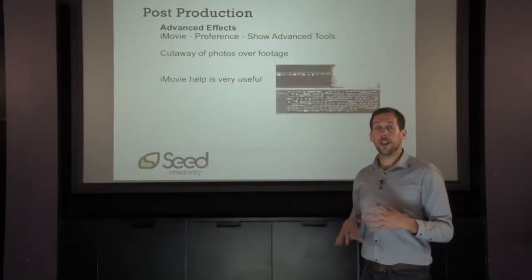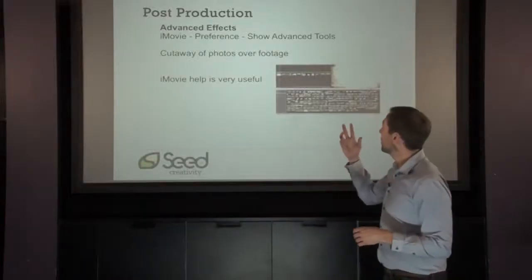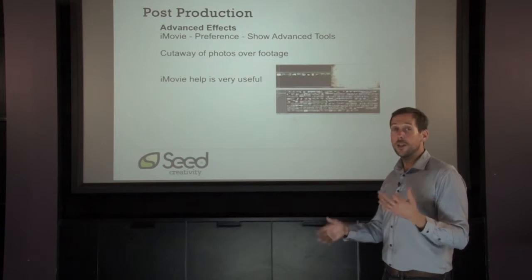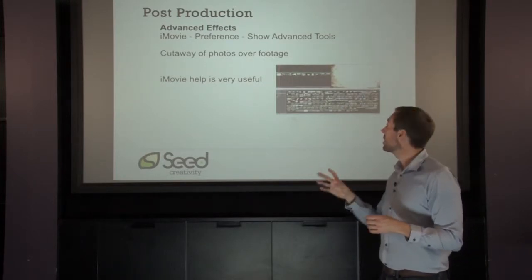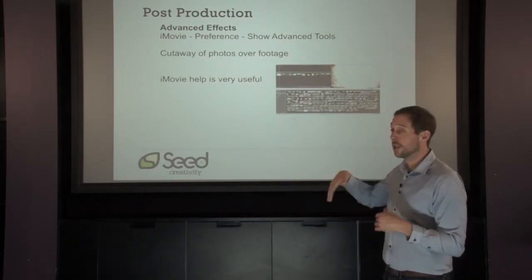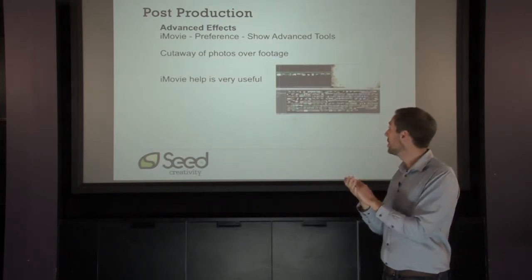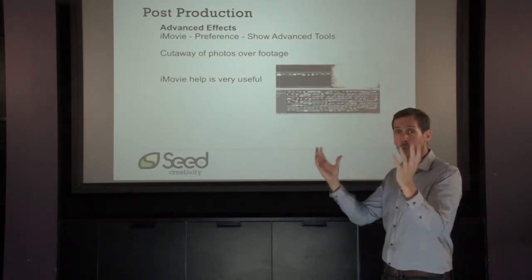Okay, so what we just talked about there is the basic tools of using iMovie. There are also some advanced effects where you can add different cutaways of footage. If you go to iMovie, click on Preference, click on Show Advanced Tools, and that's where you can click on the cutaways, and it allows you to make sure that your film becomes a little bit more dynamic. But take that one step at a time, keep playing with it, and what's really useful is the iMovie Help option, where you can ask all the different questions where you might get stuck.